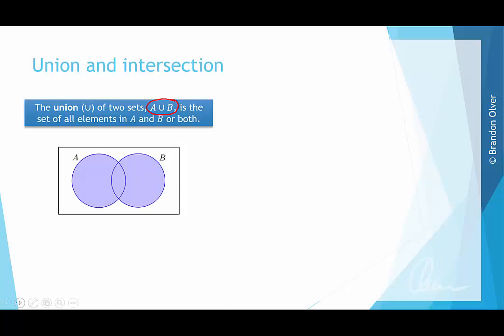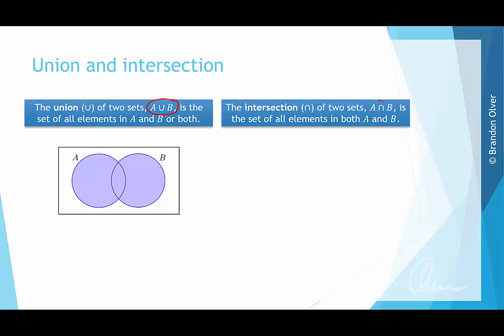So now we're going to have a look at unions and intersections. The union of two sets, which we can denote with A, then that U-type shape, B, is the set of all elements in A or B or both. So on a Venn diagram, this blue shading shows you what the union would look like. It's got all the members of A, all the members of B, as well as the members that are in both A and B. The intersection, however, which we can represent as A and then a little N type symbol, B, is the set of all elements that are in both A and B.